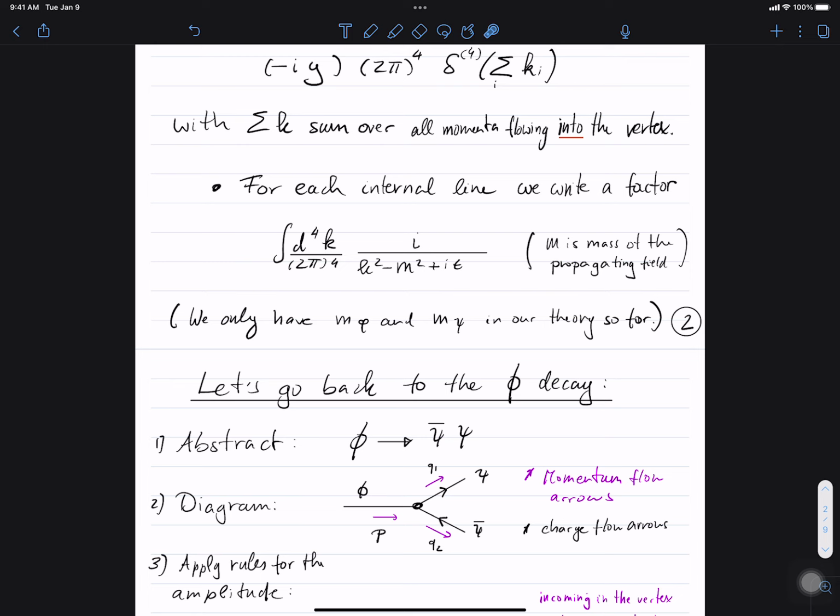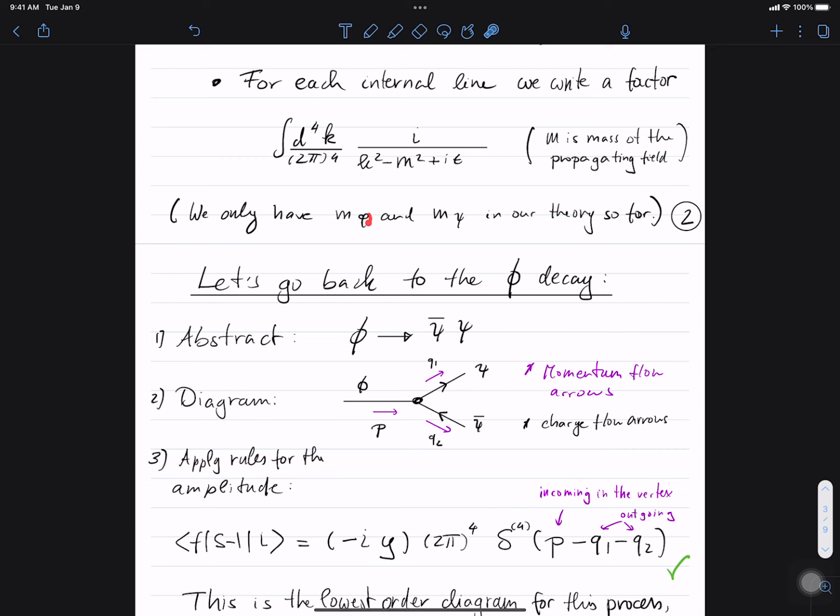So this is the rule for the vertex. For each internal line, then we write a factor that is an integral over those momenta k, and is essentially the propagator. The propagator in the momentum space, i divided by k squared minus m squared, where m is the mass of the propagating particle, and this i epsilon prescription means that it's the Feynman propagator. However, for practical use, we can drop it and just imagine that we would have written it usually.